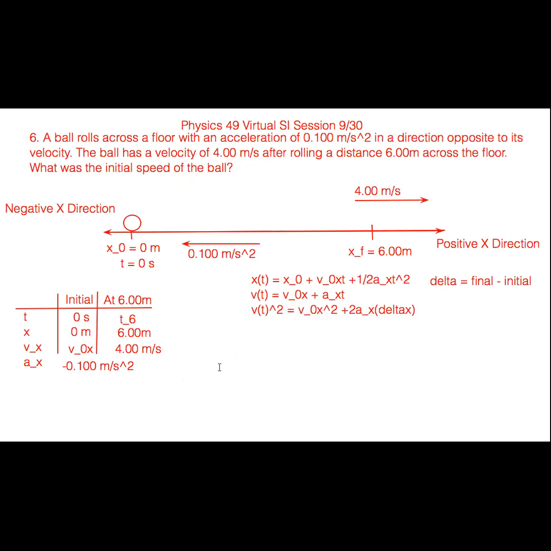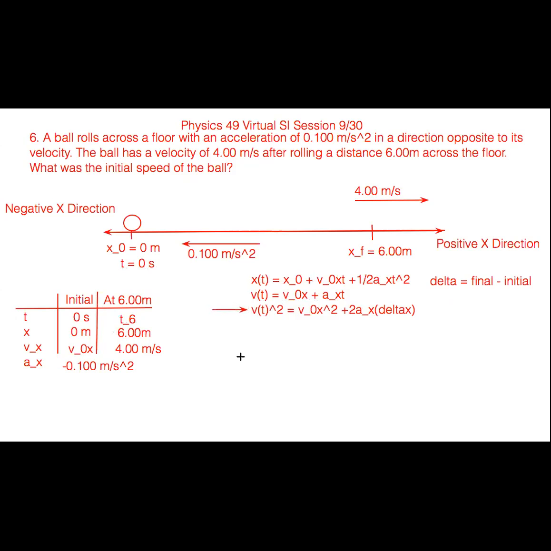Yeah, and the reason why number 3 is the easiest is because it's the only one that doesn't require time to be used. If we look in our chart, we see that we are missing time at 6 meters, so it's not much use to us. Therefore, the easiest one to use would be number 3, right here.